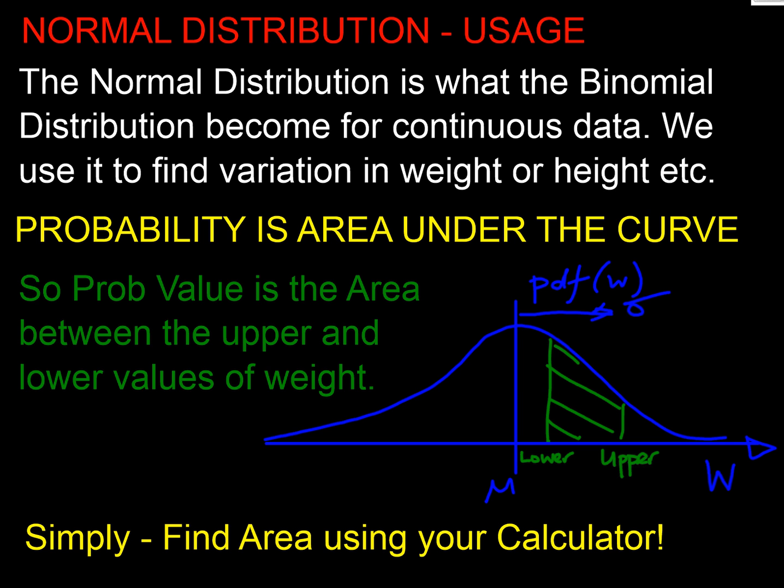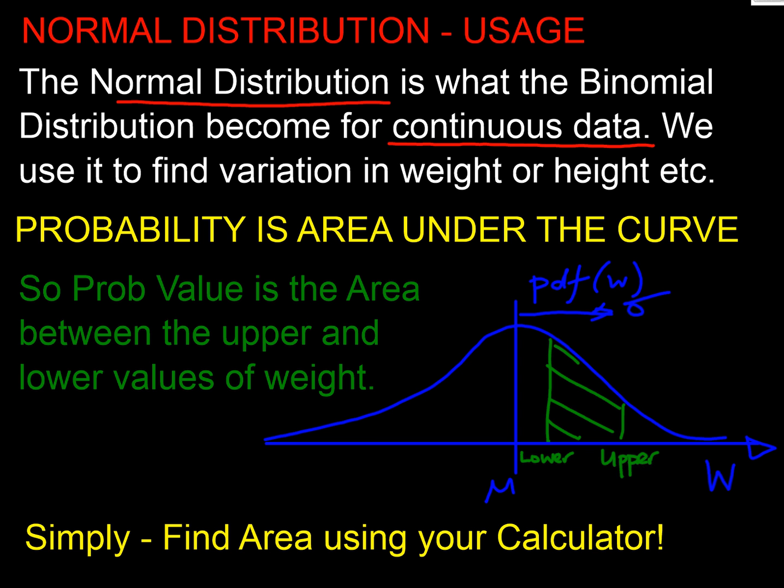Hello, quick video on normal distribution and its use. The normal distribution is used for continuous data, such as weights or heights. So it's not like the answers are either 1, 2, 3, 4, 5 in integer values, discrete values. Actually, we can have a weight of 7.453 kilograms or a length of 2.75 meters.